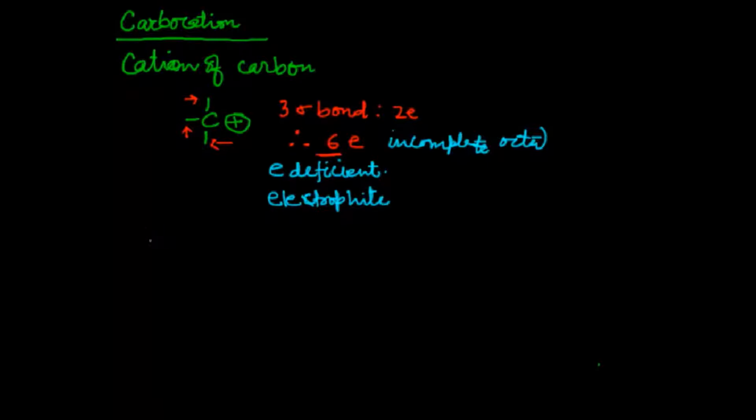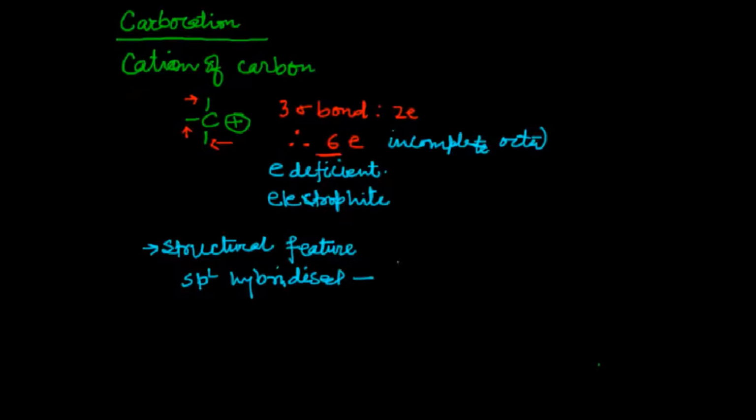The second and very important aspect of this carbocation is its structure. Its structural feature is very important to understand, because many of the reactions and their stereochemistry depend on the structural feature. Based on the number of sigma bonds, we can say it has 3 hybrid orbitals. So it is sp2 hybridized, and since it is sp2 hybridized, it has a planar structure.